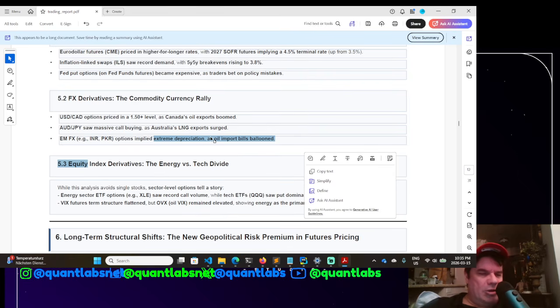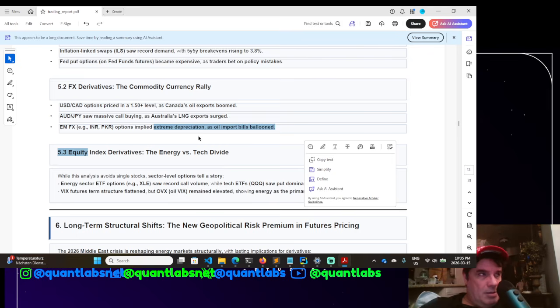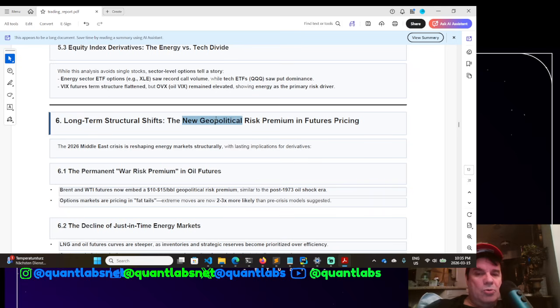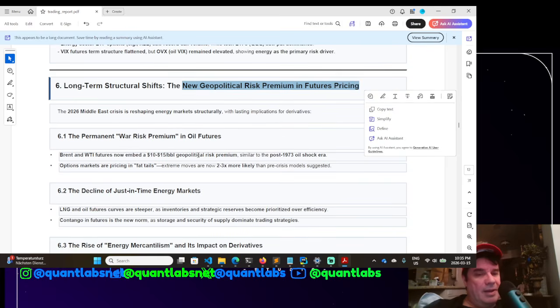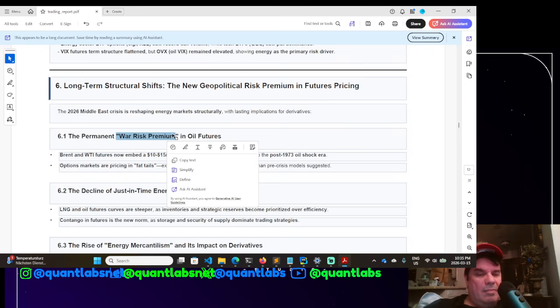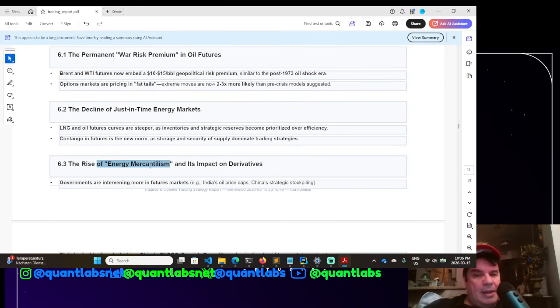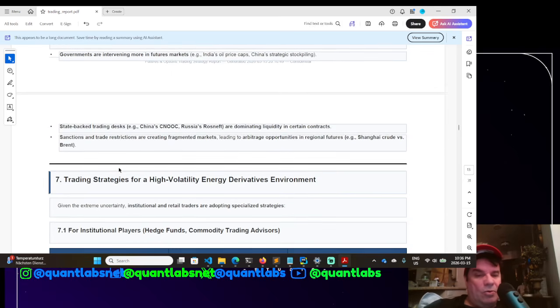So each and every one of these is an opportunity that you can look at on a human manual basis. But again, the trading bots that I'm using, or that get created by an AI, are used because of high-volume asset classes. Okay, so I could go on and on and on. And now the new geopolitical risk premium in futures pricing. So we're already seeing things farther down the line. We have a war risk premium, decline of just-in-time markets, mercantilism. You never hear that, and so on.